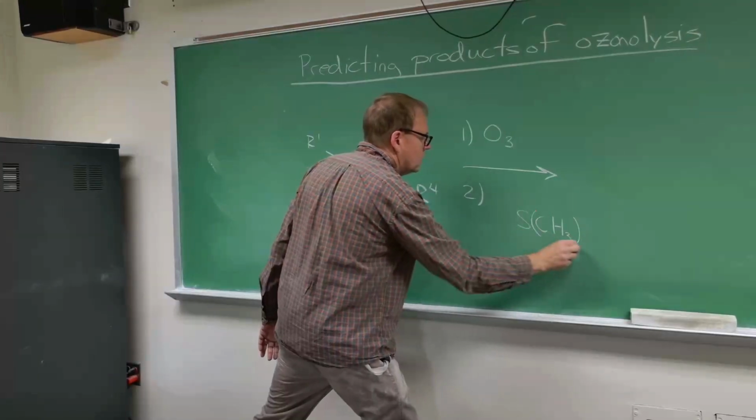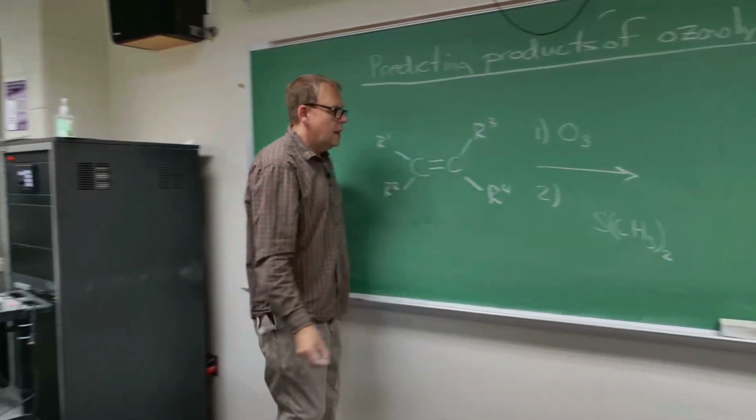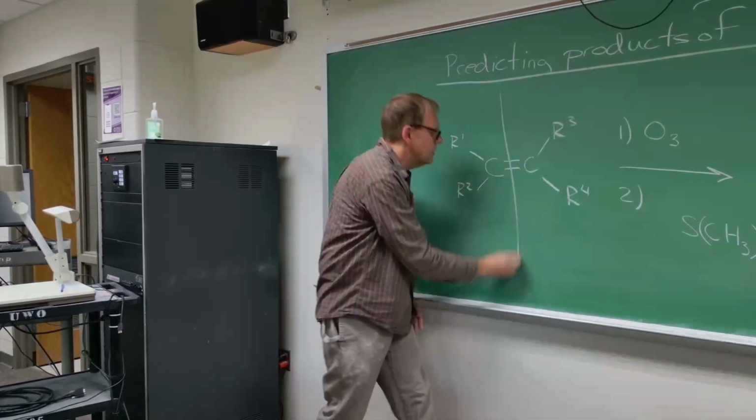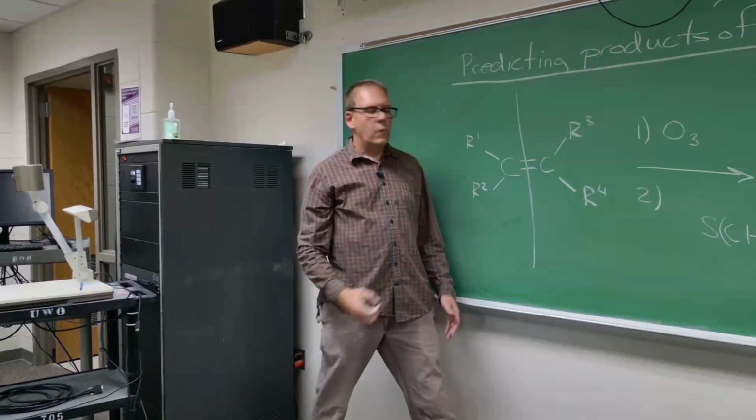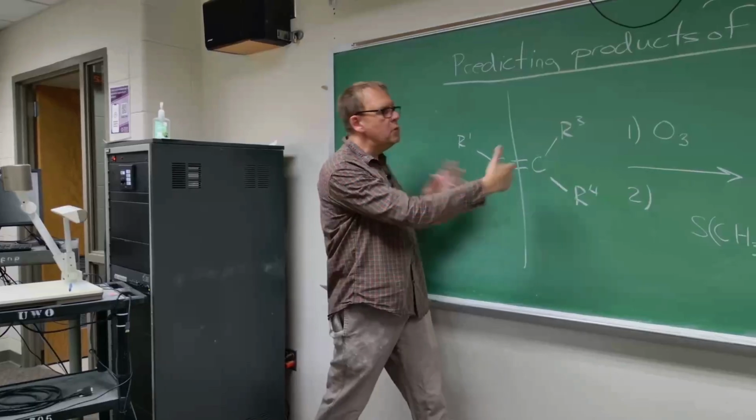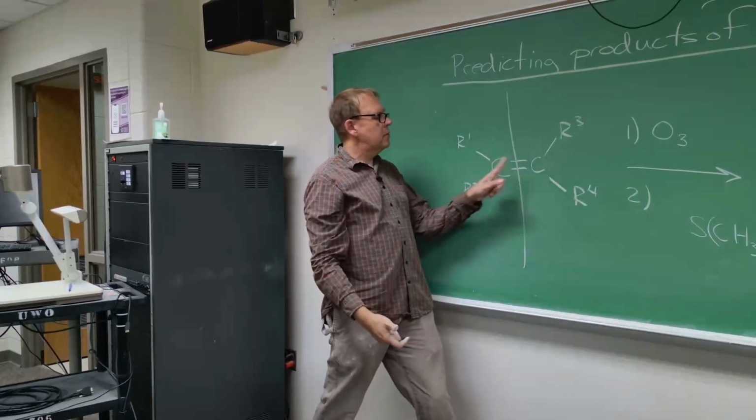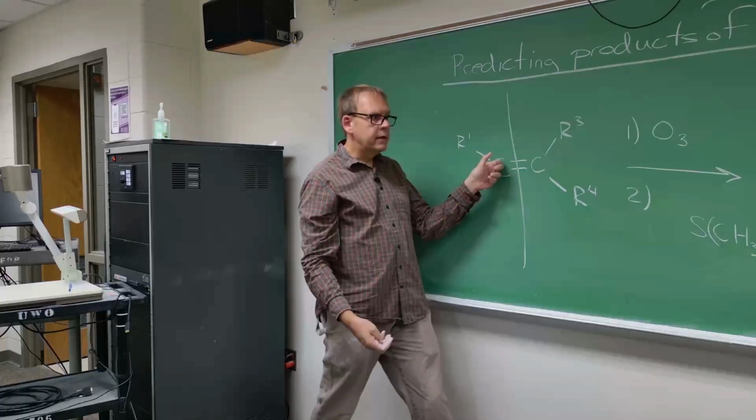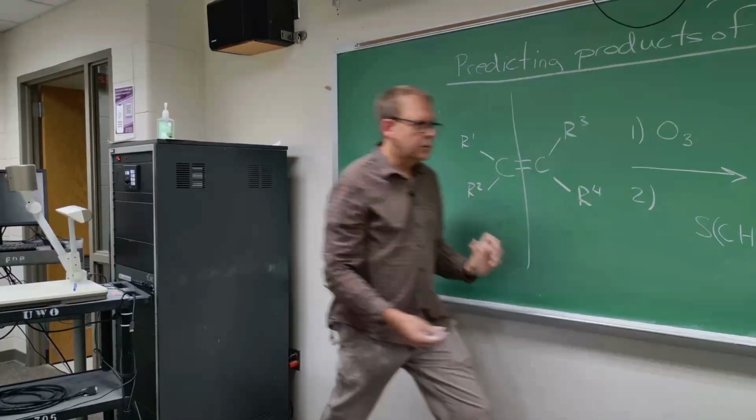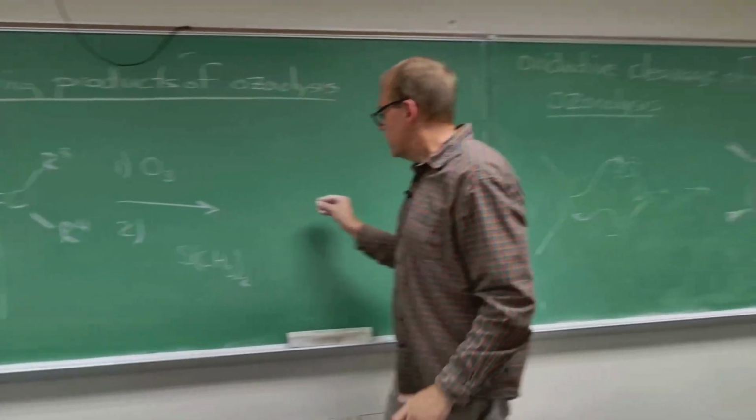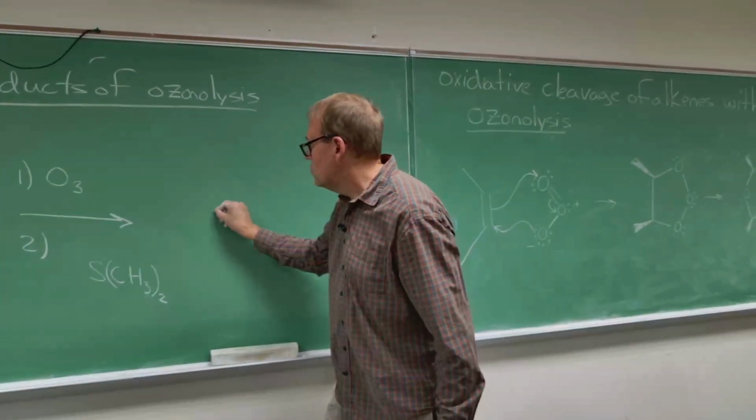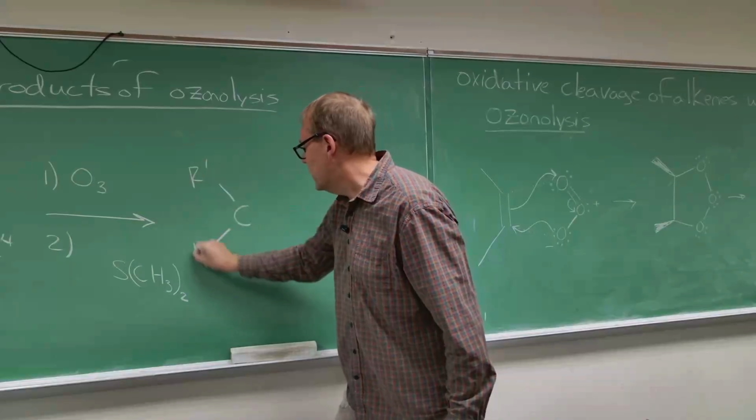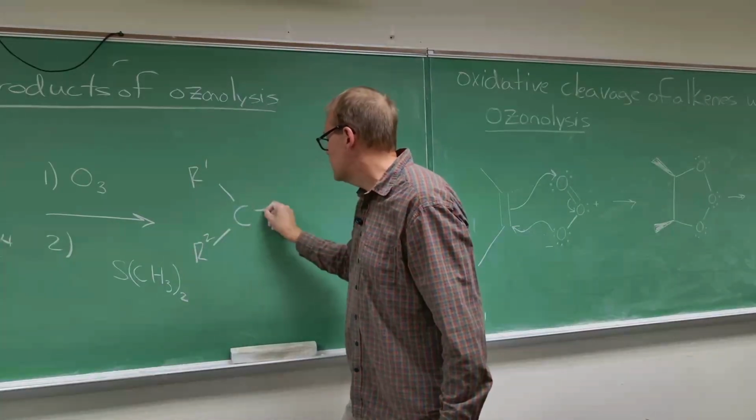And to predict the products, just do this. Imagine slicing the molecule in half like that. Literally break the two carbons apart, move them apart, and in place of the carbon-carbon double bond, give each carbon a new carbon-oxygen double bond. Let me walk over there and show you what I mean. I'm going to take the left carbon, and I'm going to put R1 and R2 on it, and then I'm going to give it a double bond to oxygen.